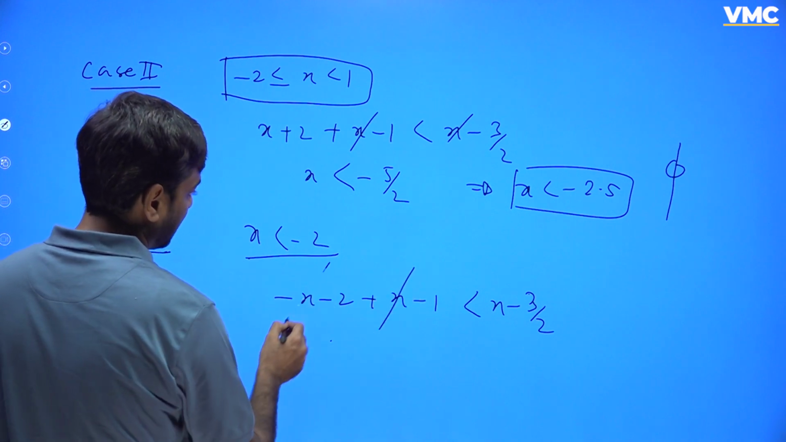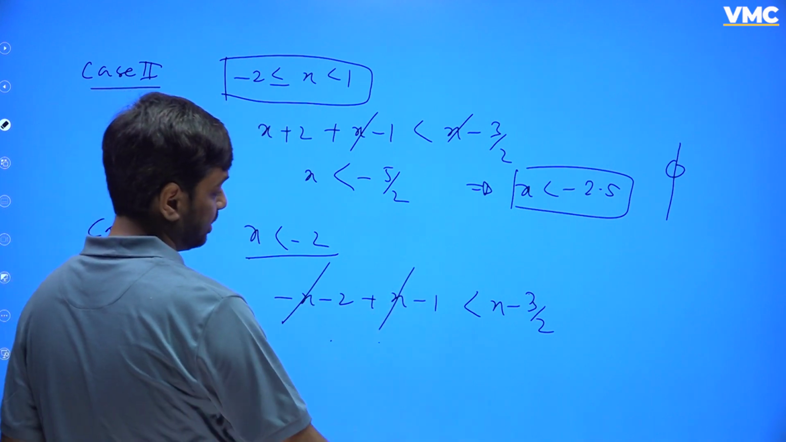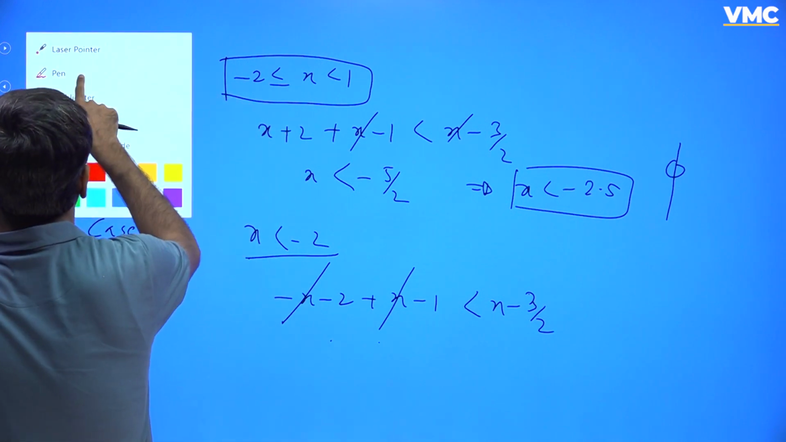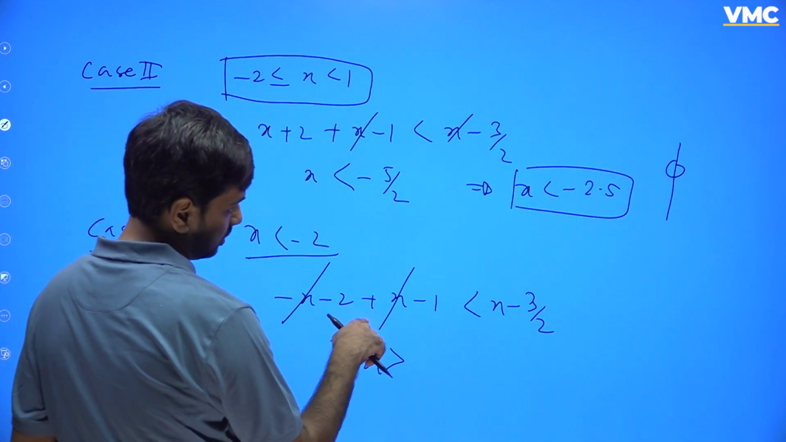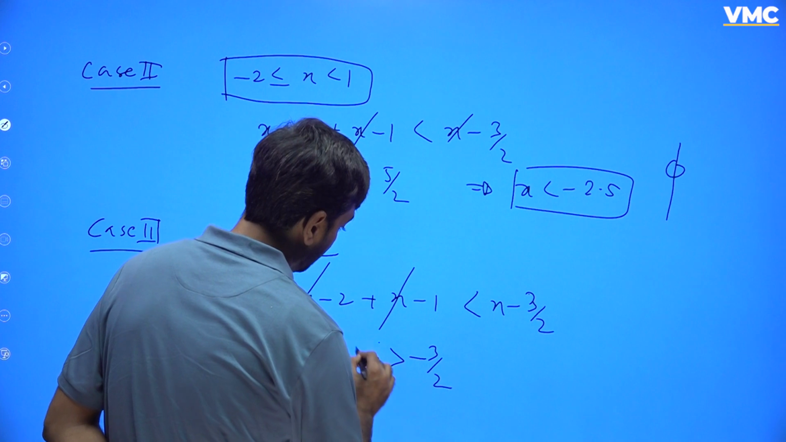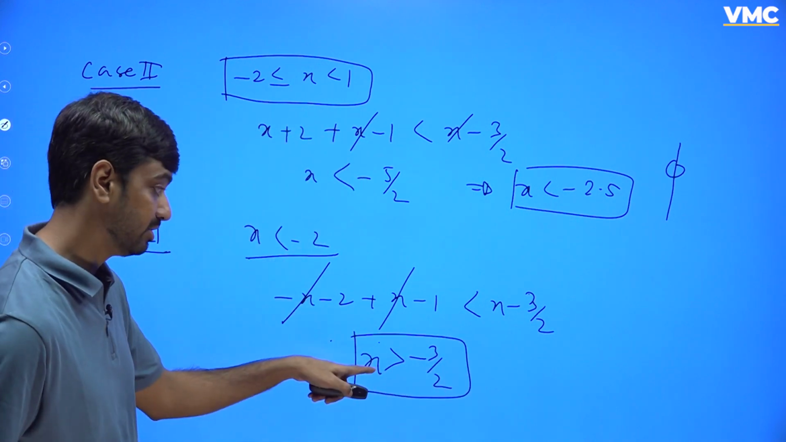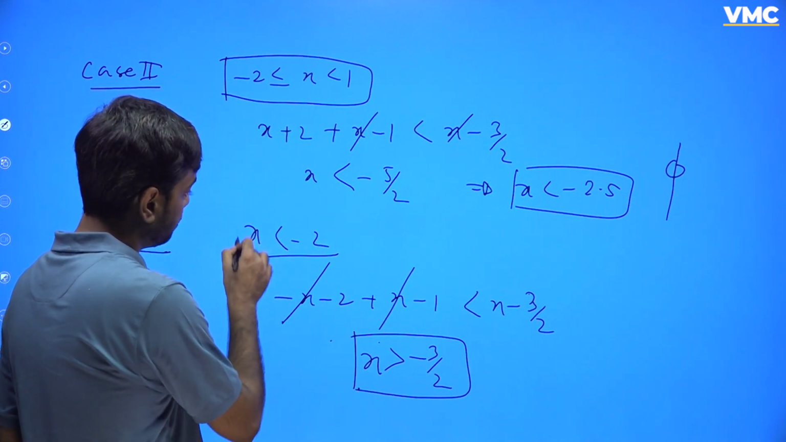So this x and minus x will be cancelled out, and we have minus 3 plus 3 by 2. The LCM will be, so from here I will get x is greater than 3 by 2. When you do the correction, it comes out to be x is greater than minus 3 by 2, right? So what I have assumed is x is less than minus 2 and we are getting x is greater than minus 3 by 2. So there is no common point as such.